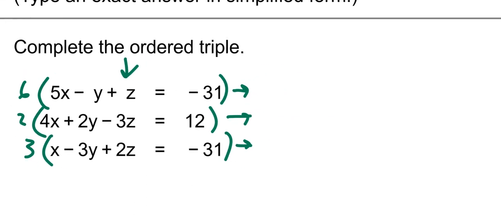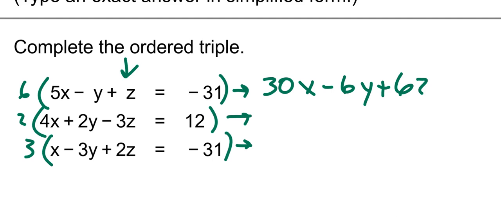If you've already done this question and you decided to go with the y's, it's okay. If you went with the x's, it's okay. You probably got bigger numbers if you went with the x's, but 30x minus 6y plus 6z equals negative 183.